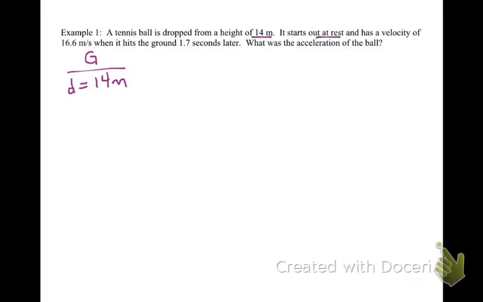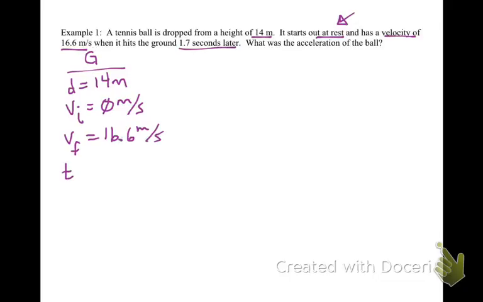Okay, the ball starts out at rest, has a velocity of 16.6 meters per second when it hits the ground, and 1.7 seconds later. Okay, so starts out at rest. That's actually a hugely important statement. That tells us our initial velocity. If we're starting out at rest, our initial velocity is 0 meters per second. They then gave us our final velocity of 16.6 meters per second. And they also gave us our time, 1.7 seconds.